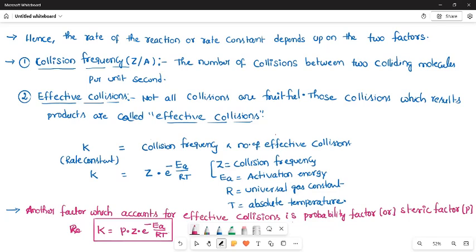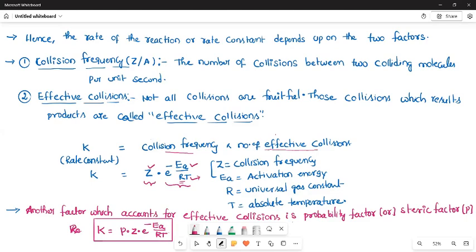So, if I combine these two things, the rate constant equals the collision frequency into the number of effective collisions. Collision frequency is nothing but Z, times the fraction of molecules which have proper energy for effective collisions, e power minus Ea by RT. Here Z is the collision frequency, Ea is the activation energy, R is the universal gas constant, and T is the absolute temperature. Basically, as the temperature increases, the rate of the reaction will be more and more.